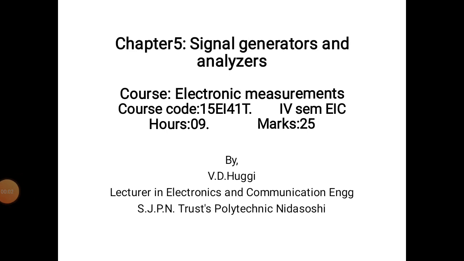Hello students, we are going to start the revision class for Chapter 5, Signal Generators and Analyzers. The name of the course is Electronic Measurements, and this subject is for the fourth semester, Electronic Instrumentation and Control Engineering. The maximum hours for this chapter is 9, and the maximum marks allotted for the chapter is 25 marks.